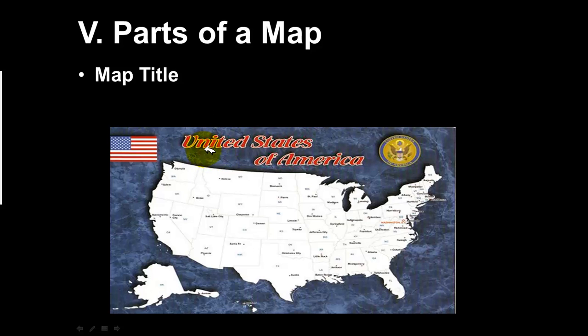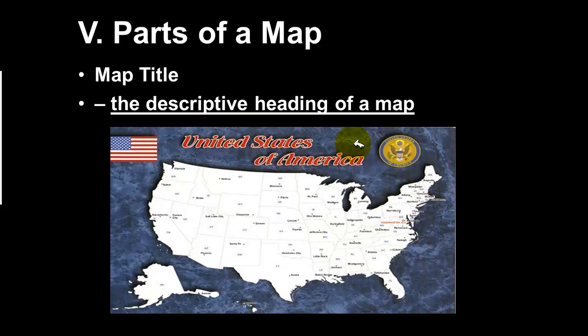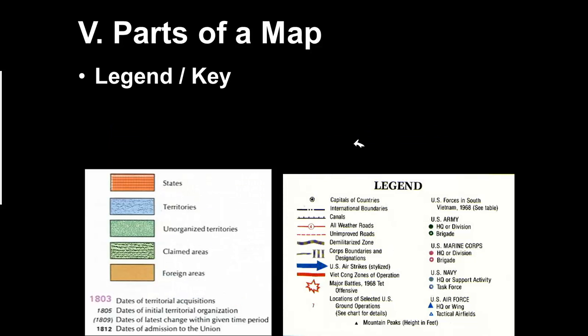The first thing we'll discuss is the map title. So if we take a look at this particular map, this is the title of the map, the United States. Normally you'll find the title of the map at the top of the map. It tells you what the map is about. So it is the official description of a map. It is a descriptive heading of the map.